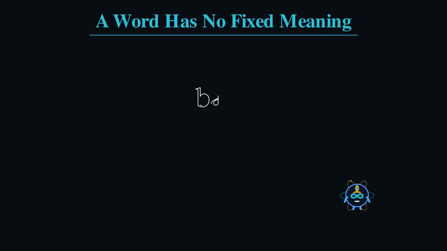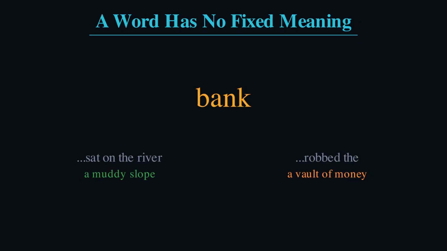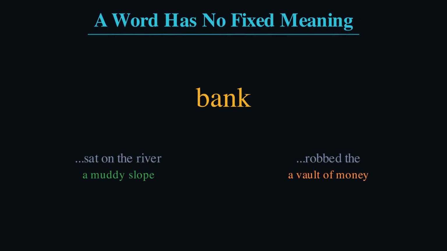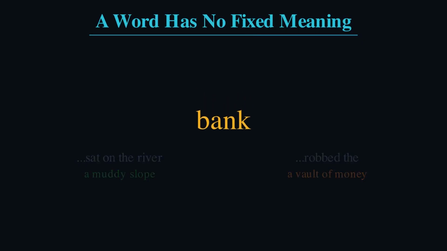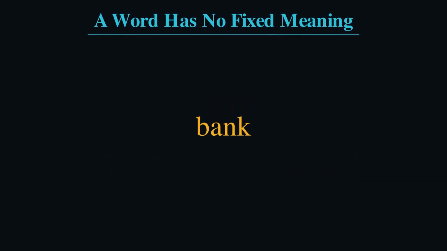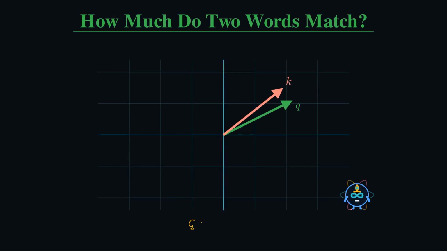Here is the problem every language model has to solve. This word means nothing on its own. Put a river next to it and it is a muddy slope. Put a robbery next to it and it is a vault full of money. Same letters. The meaning came from the neighbors. So a model needs a way to build each word's meaning out of the words around it and to decide which neighbors actually matter. Episode 1.5 gave us the tool.